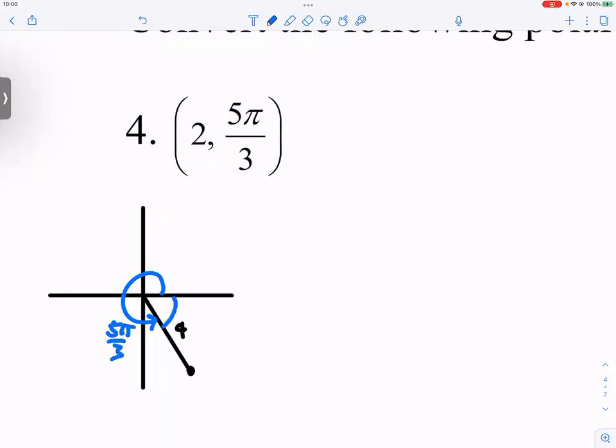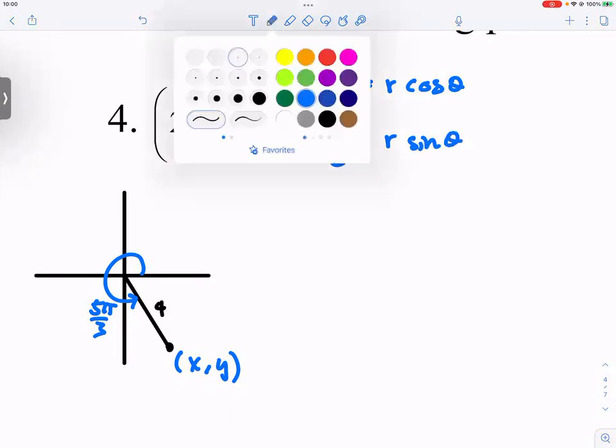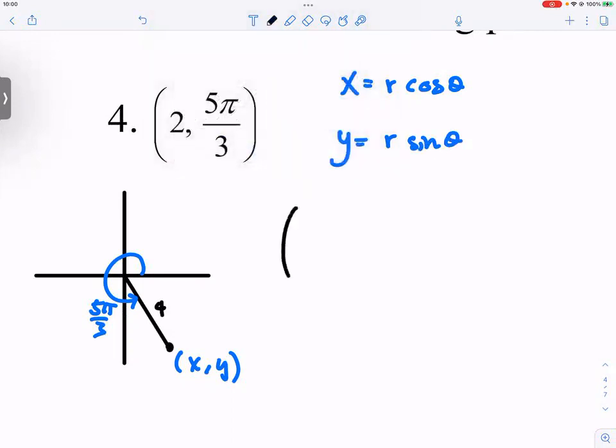So do you have the x comma y here? And we say, well, what's x and what's y? Well, if you know that x is equal to r cosine theta and y is equal to r sine theta, it is extremely straightforward. So you have basically 4 cosine of 5 pi over 3, comma, 4 sine of 5 pi over 3.